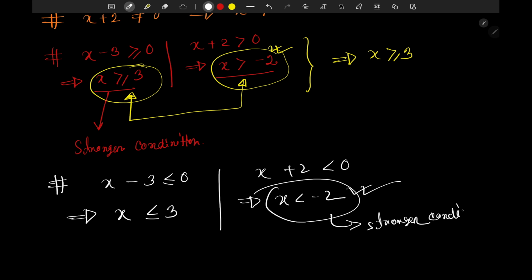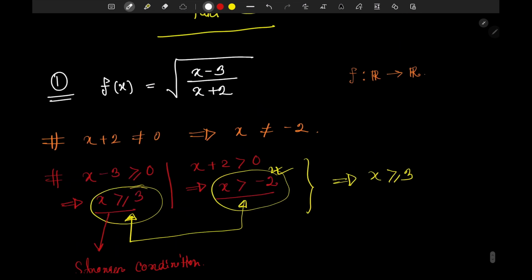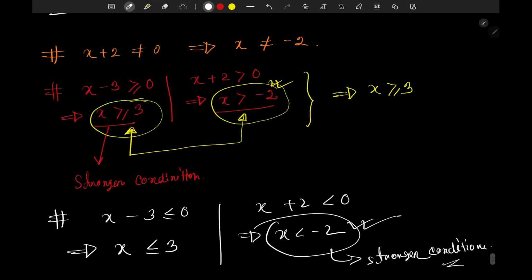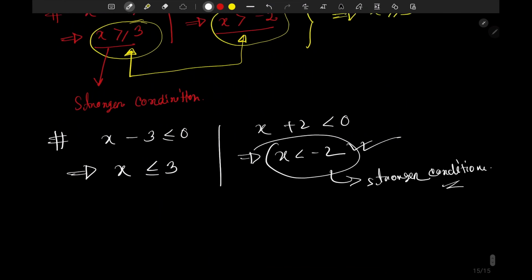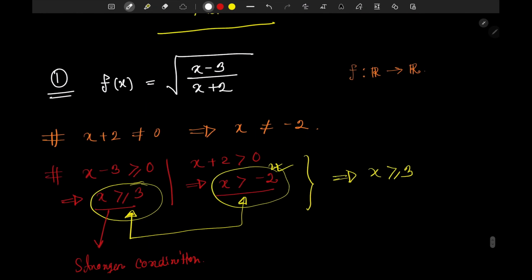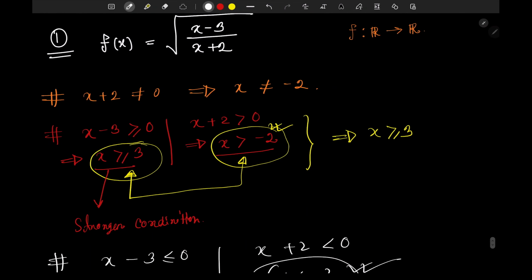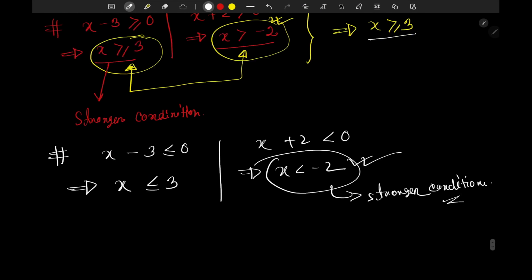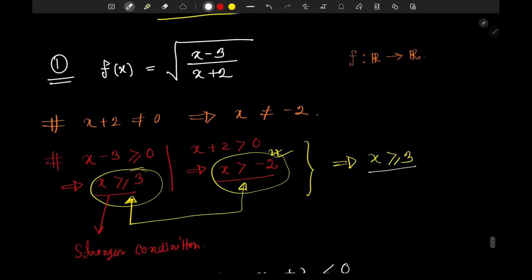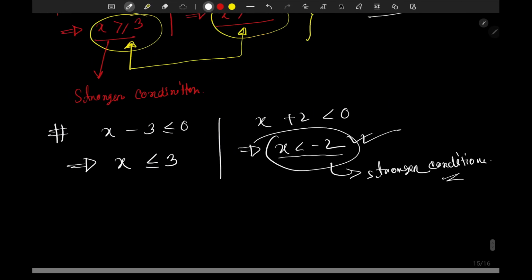So I just want to stick to the stronger conditions. And I demonstrated here why things go wrong a few seconds ago. So now we are done. All we know is that x has to be greater than or equal to 3 or x has to be less than -2. However, x will not be equal to -2.